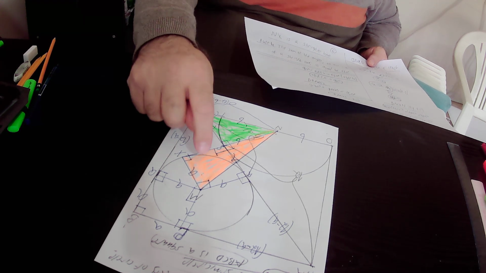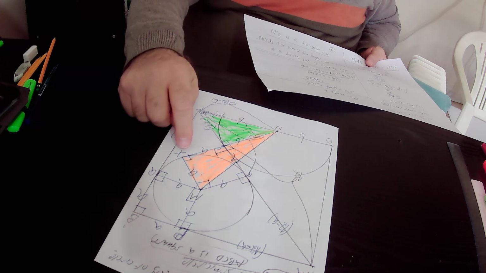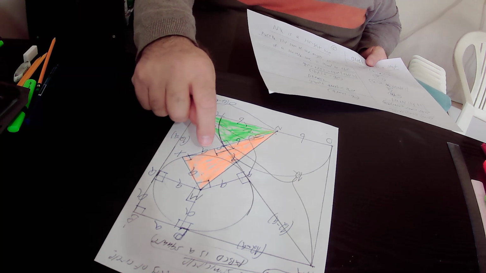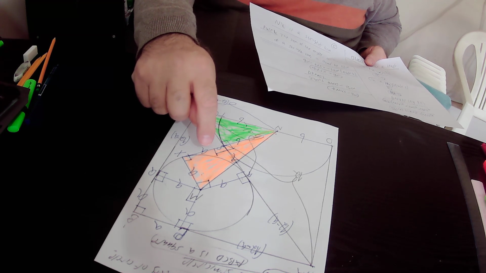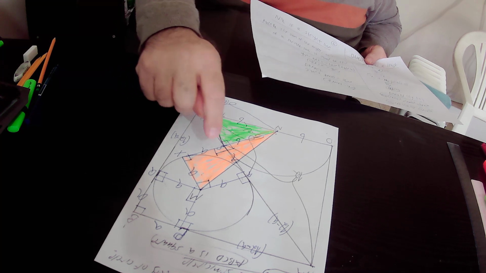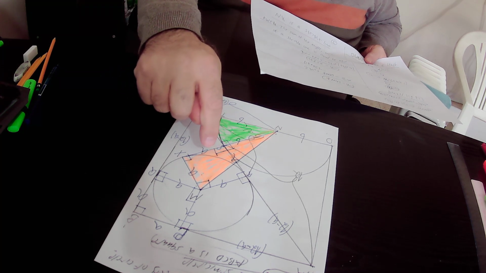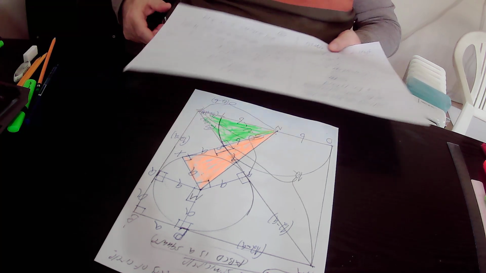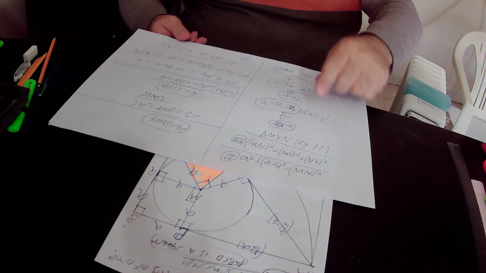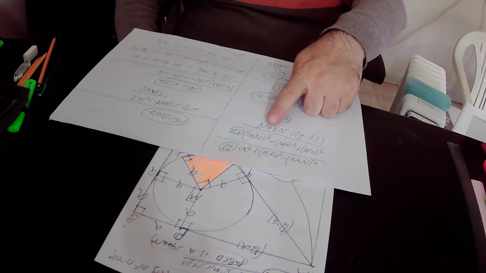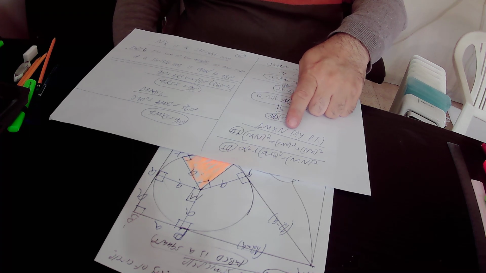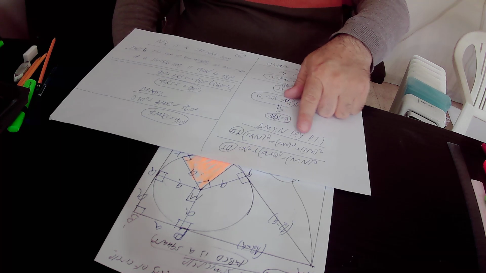And because angle MXN is a right angle, the orange triangle MXN is a right triangle. So we implement the Pythagoras theorem on the right orange triangle MXN. According to the Pythagoras theorem, the square of the hypotenuse equals the sum of the squares of the perpendiculars. The hypotenuse is MN, so the square of the hypotenuse is MN squared, and it must be equal to MX squared plus NX squared.